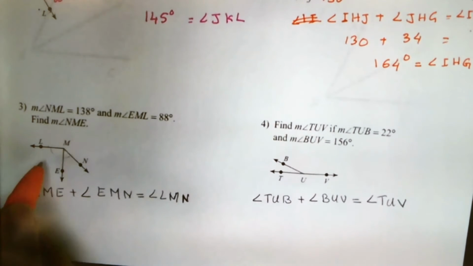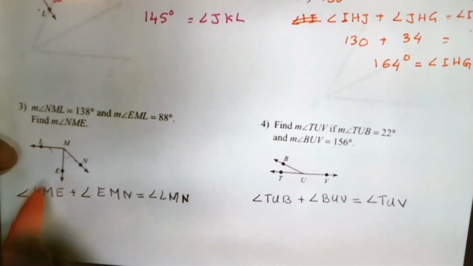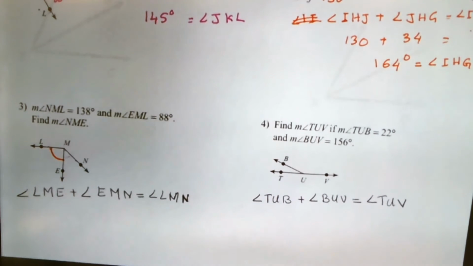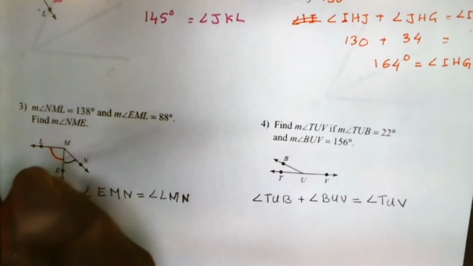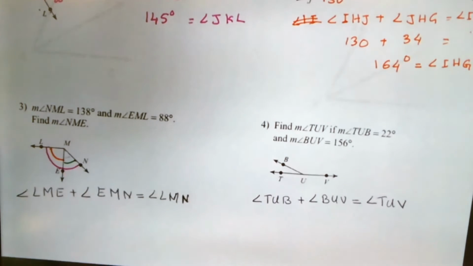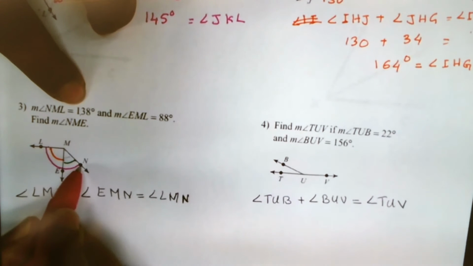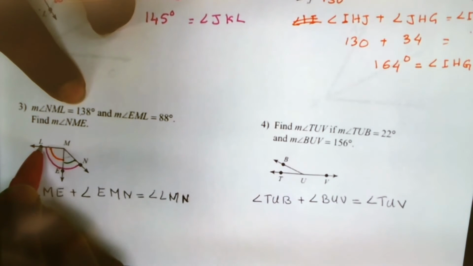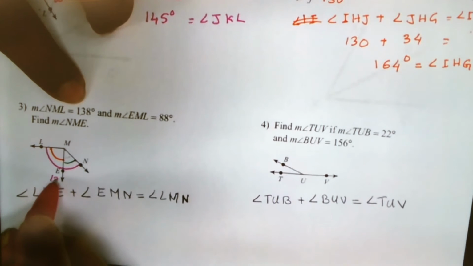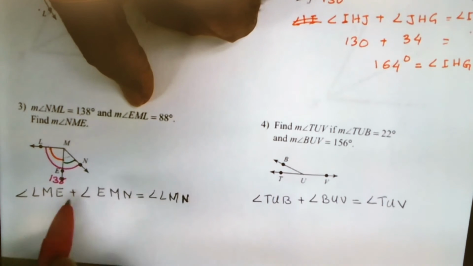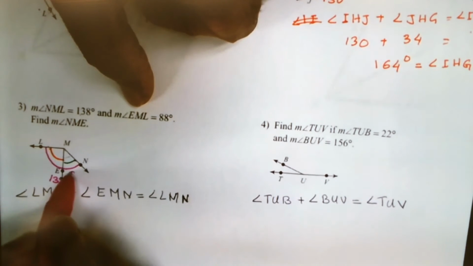So we can say that there are 2 small angles, and those 2 small angles add up to the bigger one. The first small angle is LME plus the second angle EMN. They add up to the bigger angle. That is the angle addition postulate. So let us plug in, what do I know? Angle NML, the big angle, is 138. Then EML, where is angle EML? This small angle is 88.